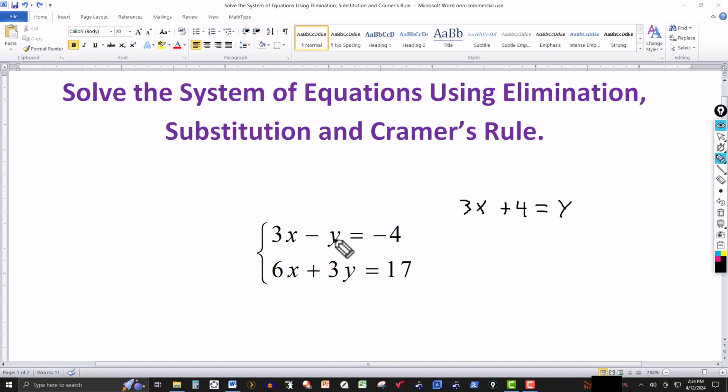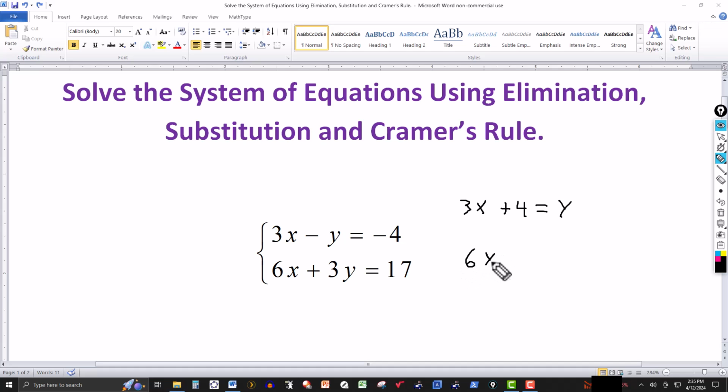So now I solved the first equation for y. So now what I'm going to do is plug into the second equation. It's the same objective. Elimination method, you want to eliminate one of the variables so you have an equation with one variable only, easier to solve. Same thing here, except instead of using elimination, I'm using a substitution to eliminate the variable.